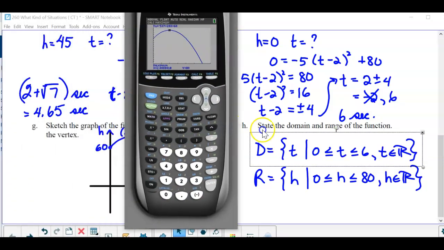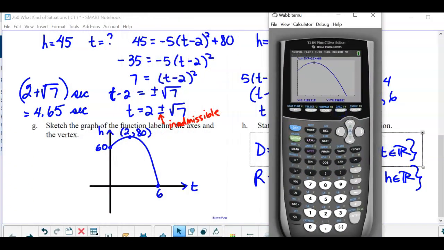You can also look at trace when t is 0, y is 60. That's the height. So we've got it done perfectly.